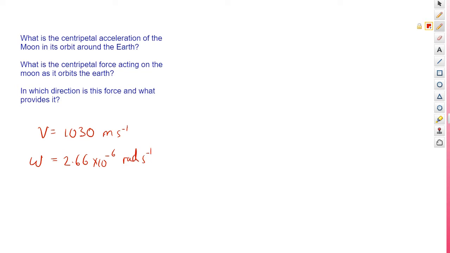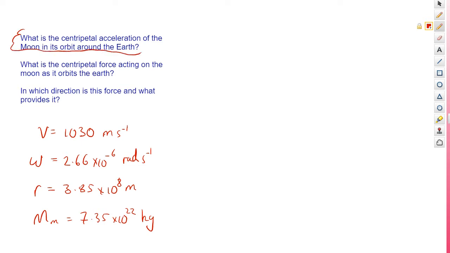And remember that we were given the radius: 3.85 times 10 to the 8 meters. Some more data we need is the mass of the moon, which is 7.35 times 10 to the 22 kilograms. Using that, we should be able to find, first of all, the centripetal acceleration of the moon in orbit around the Earth.